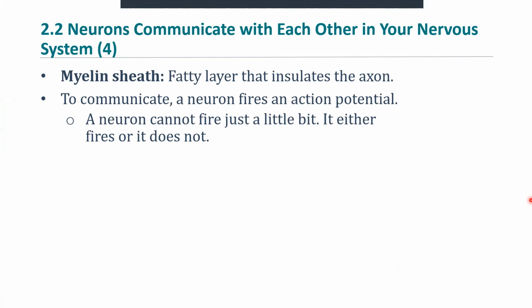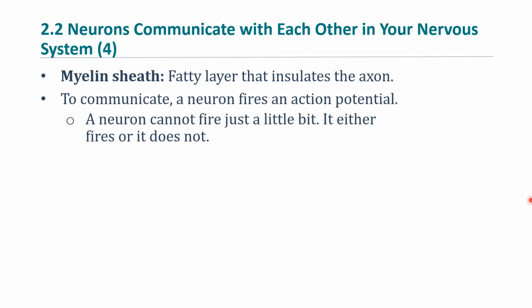I already talked about the myelin sheath. It's a fatty layer that insulates the axon. To communicate, a neuron fires an action potential. As I said, that's what is going to cause the neurotransmitter release. But some messages are more important than others. Like, let's say I'm barefoot and I step on something really hot, like a burning coal. That's an important message for my brain to receive and for me to respond to.